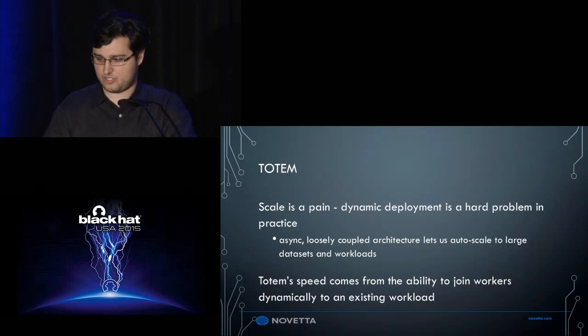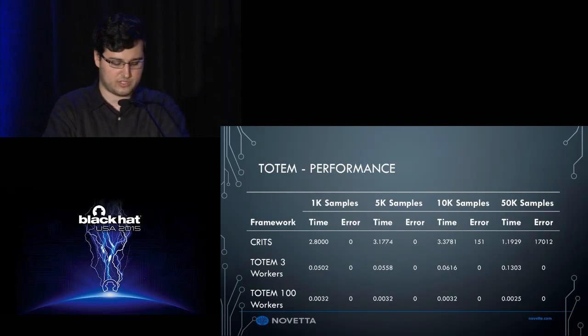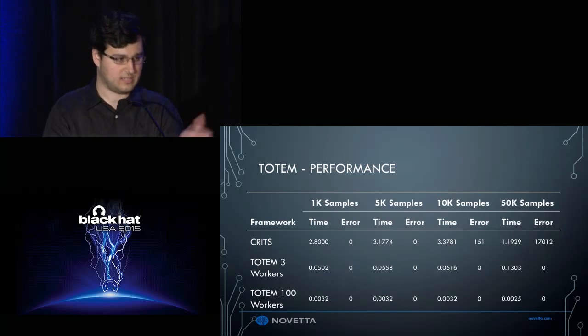As I mentioned before, and as should be fairly clear by now, Totem's speed really comes from the ability to join workers dynamically to an existing workload. Early on, we generated a large number of performance metrics, and these are some of the smaller sample sets compared against CRITS. Now, comparing things against CRITS might be a little unfair, mostly because CRITS is a single node system. It's completely monolithic. This was less a comparison of raw speed and more a comparison of what happens when you begin trying to analyze things under load inside of it. CRITS, number one, is obviously slower than Totem as it stands. The issues are with the underlying language and concurrency model.